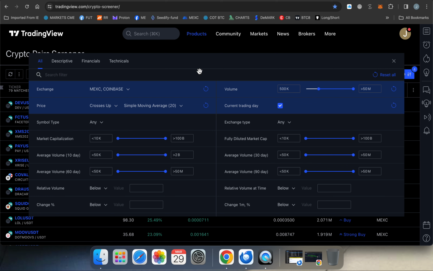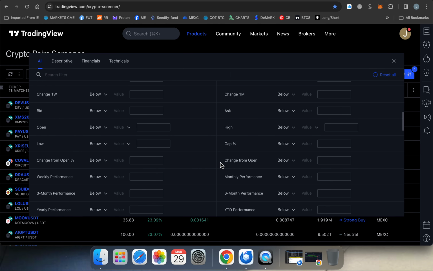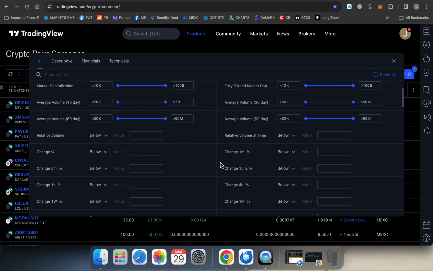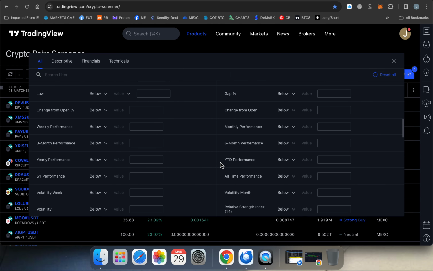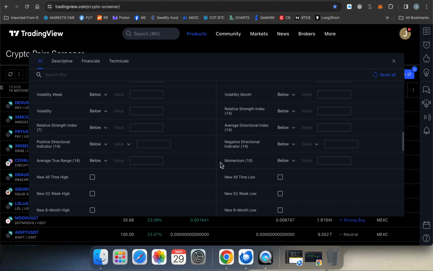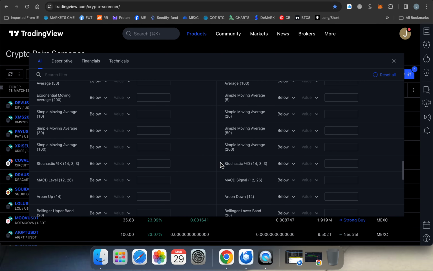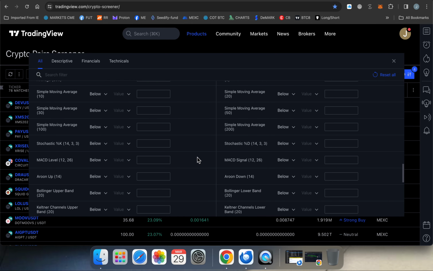And you click your current trading day. You can set your volume however you want. I don't think I chose anything else. I mean, technically, ideally, I want to see my stochastic RSI also above 50. If I can find it, let's see. I've been wanting to change that anyway.